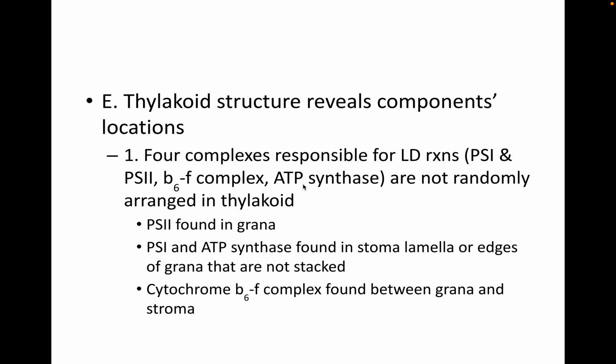If you take a look at the thylakoid structure, you can definitely see just how this all kind of works. So there are 4 complexes responsible for light-dependent reactions. We have PS1, PS2, we have the B6F complex, and then we have ATP synthase. And they are not randomly arranged in the thylakoid membrane. They are arranged in a way where one gets passed on to the other to increase efficiency. So PS2 is found in grana, and PS1 and ATP synthase are found in the stroma. It's supposed to be stroma lamellae, or the edges of grana. And then we have our cytochrome B6F complex between the grana and the stroma.